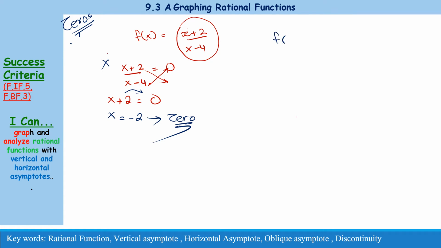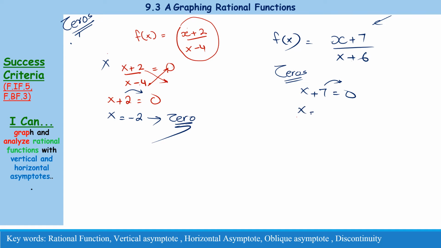Now let's check one more question. f of x equals x plus 7 over x plus 6, for example. They are asking you to find the zeros. We focus only on the numerator and set it equal to 0, making sure that none of the factors in the numerator and denominator is common. Now bring the 7 to the other side, you will get x equals negative 7. So negative 7 is your zero.